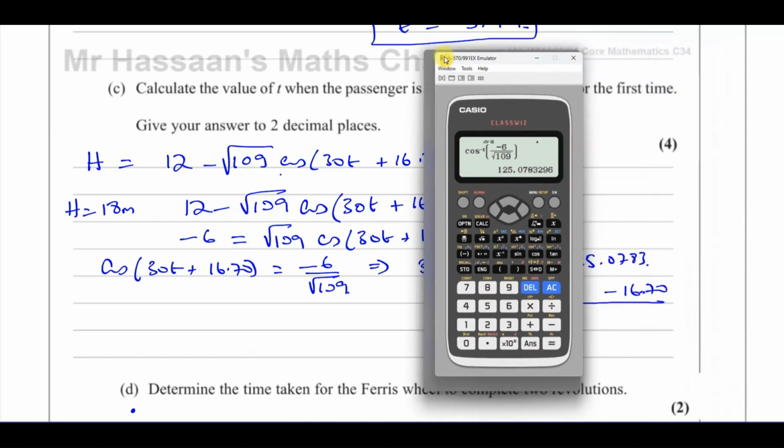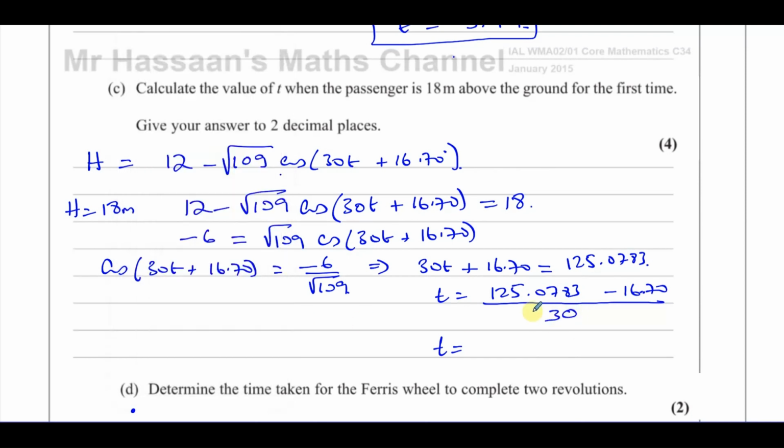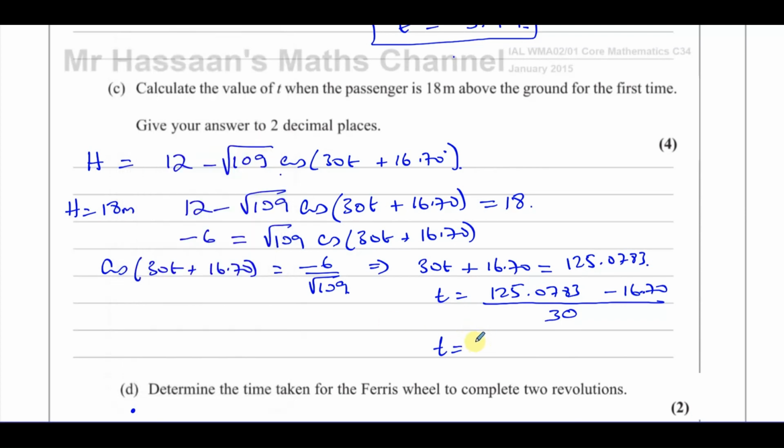So we take this angle and we say the answer, minus 16.7, divided by 30. What am I doing? Okay, be careful about silly mistakes like that. And that gives us 3.61261. So we can therefore say t equals 3.61. That's the value of t, to 2 decimal places again. All right, so there's part C.